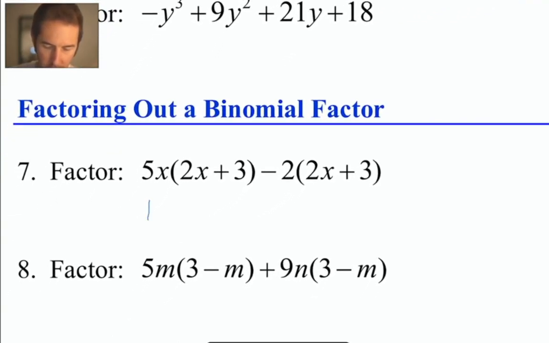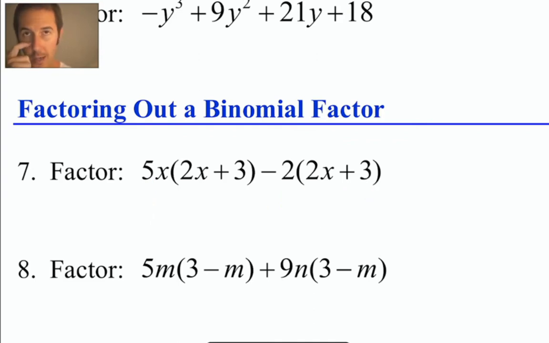this 5 is connected to the x by multiplication, and the x is connected to this kind of large thing right here, this factor of 2x plus 3. The x is connected to the 2x plus 3 by multiplication. So there is still multiplication happening in here, which means the 5 is a factor, and the x is a factor, and in its entirety, the 2x plus 3 is a factor. And then we're subtracting a factor of 2 and another factor of 2x plus 3.